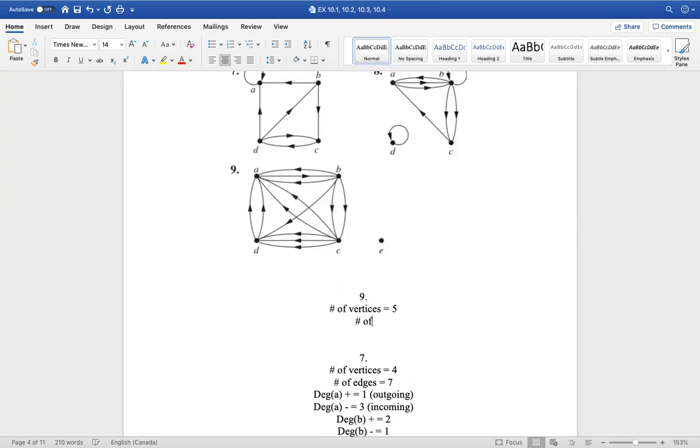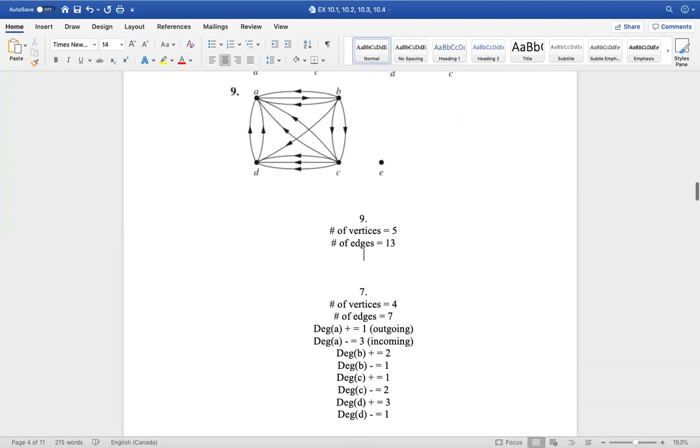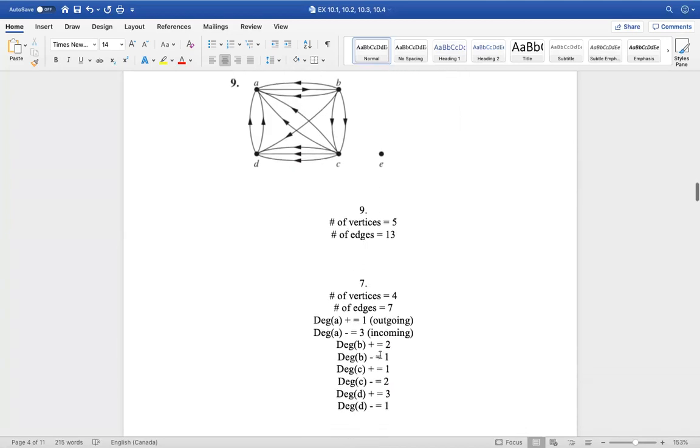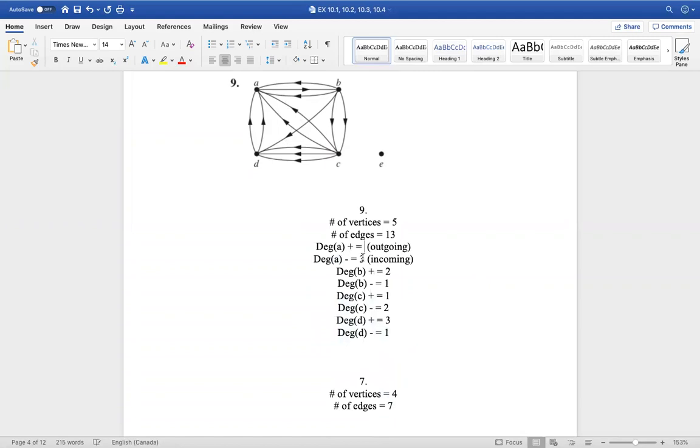So the number of edges we have, we just count the edges, 1, 2, 3, 4, 5, 6, 7, 8, 9, 10, 11, 12, 13. The number of edges is 13. Okay, so let's calculate the degrees now. I'll just copy and paste this.